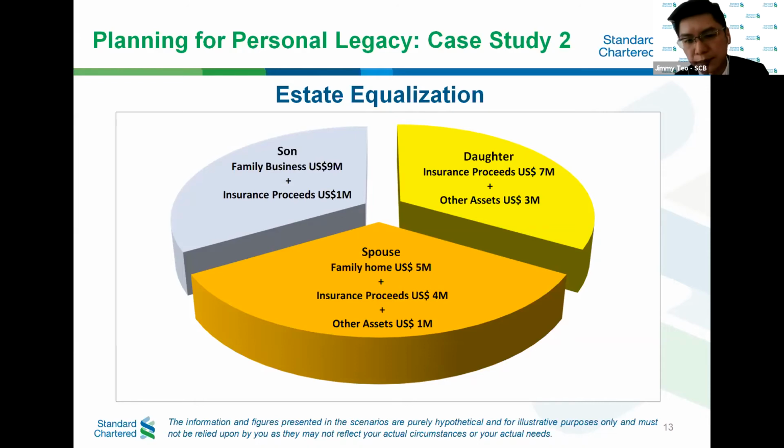Total is also 10. Lastly, the spouse has worked hard and created this family home with you together over the many, many years. He will want to leave the family home with the spouse. Again, part of the insurance proceeds of 4 million and other assets 1 million. Total in terms of value, 10 million. All right. So in net final effect, son, daughter, spouse, everybody actually has equal value, but in different asset forms, 10 million each.